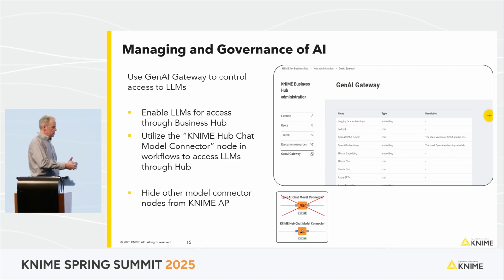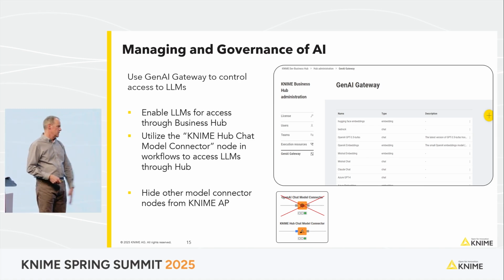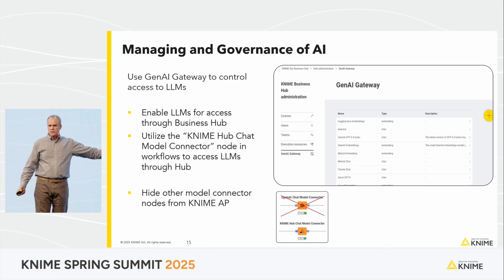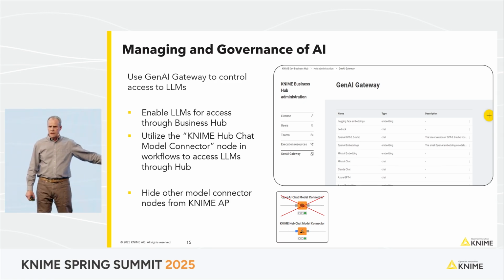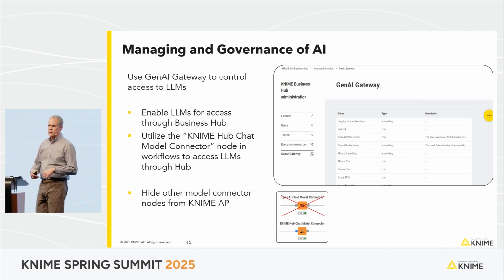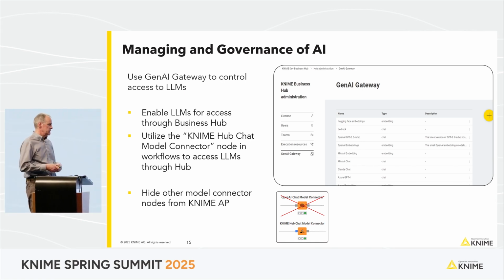And one other part of that is we have a way of making nodes not visible to users, and we'll talk about that in just a second. But the idea is that all the other Gen AI connection nodes, you can just hide those and only use the chat model connector that goes through Gen AI. And then that way you have total governance on what people are doing in AI, on desktop or even within the hub.